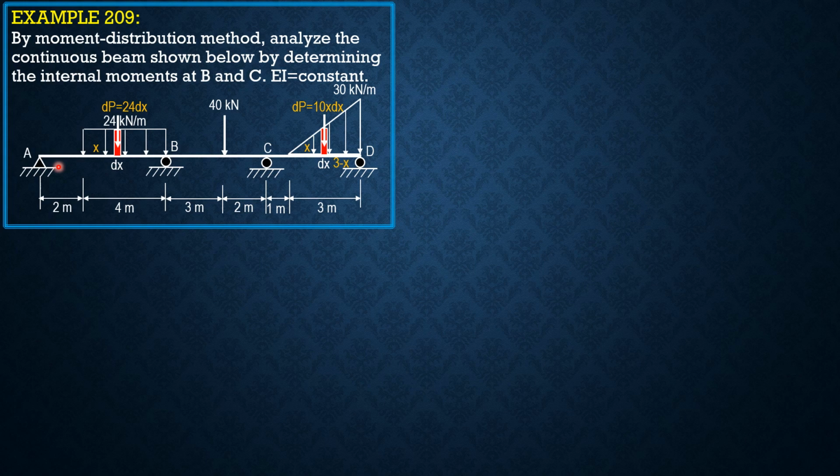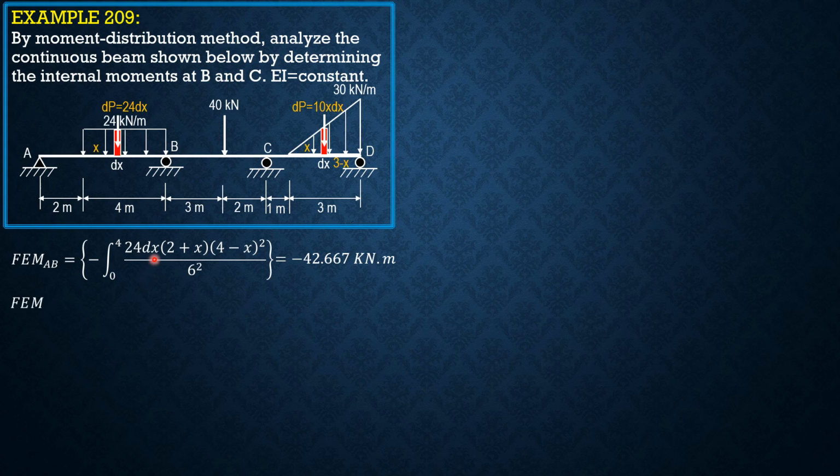Fixed moment for AB is negative integral of quantity 24 dx times 2 plus x, then this is 4 minus x, so (4 minus x) squared over 6 squared. So negative integral 0 to 4, 24 dx (2 plus x)(4 minus x) squared over 6 squared. And that is negative 42.667 kilonewton meter. Fixed moment BA, on the other hand, is positive integral 0 to 4, 24 dx (2 plus x) squared (4 minus x) over 6 squared.